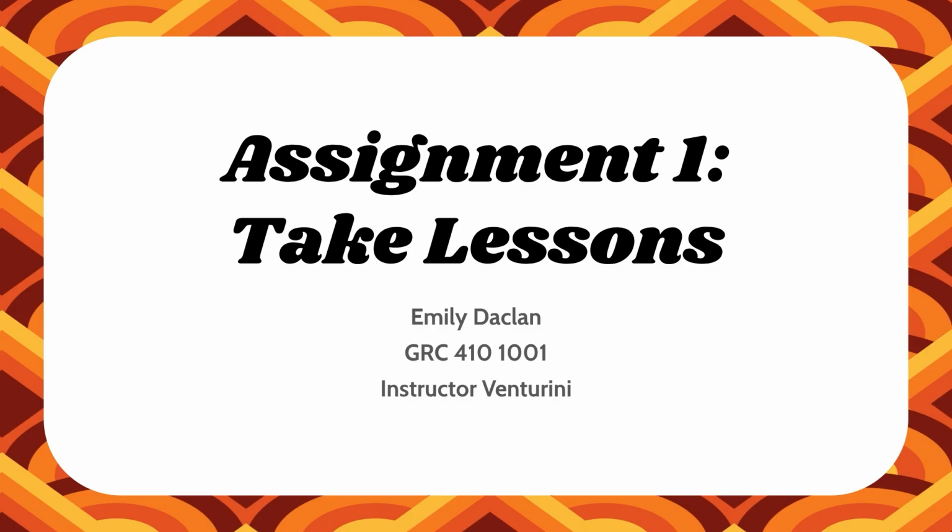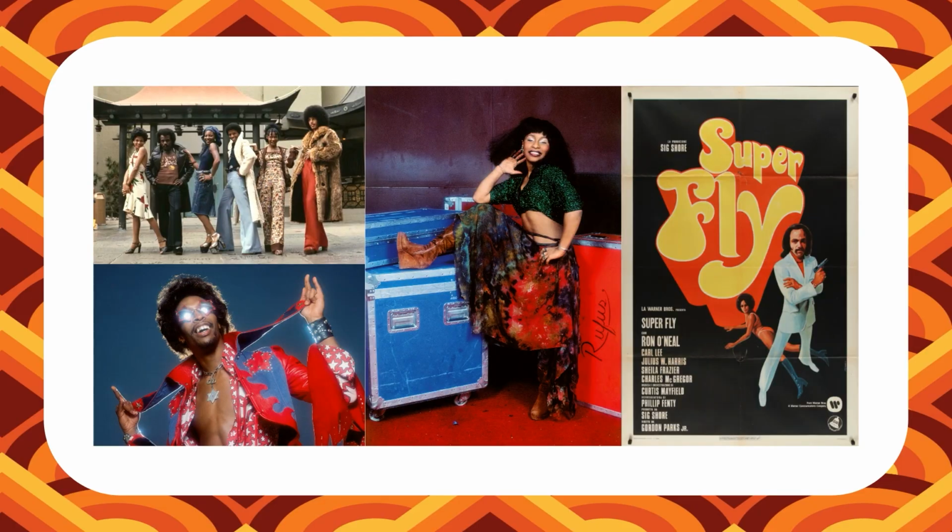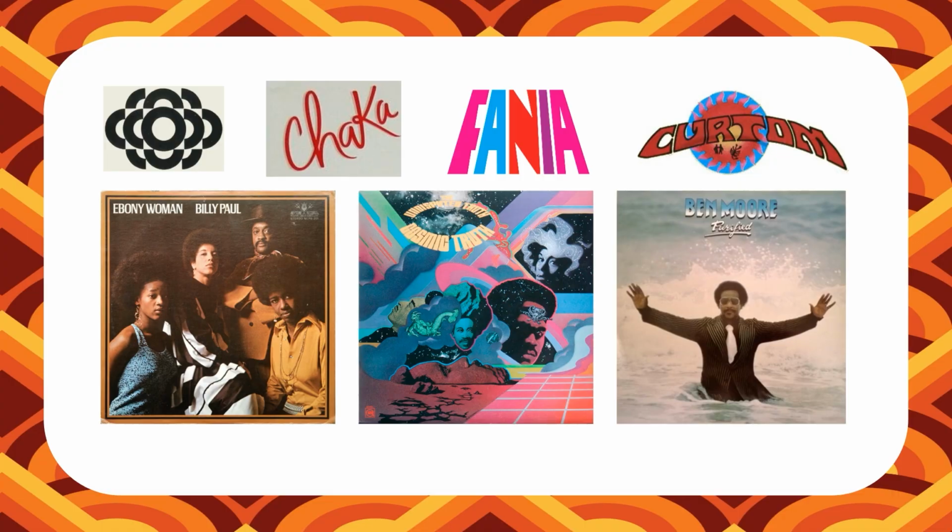To begin, we're going to be looking at 70s funk photography, posters, albums, and logos. As you can see here, there's a lot of high contrast, it's very energetic, and we definitely see some icons like Chaka Khan. And then moving on, we also see some logos and some albums, maybe of lesser known people, like Ben Moore.